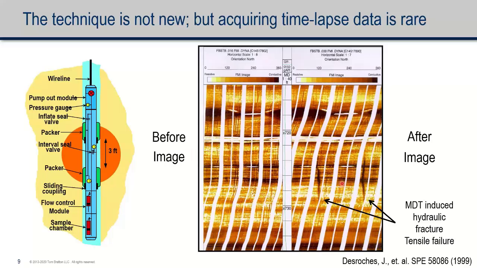And then we'd pull the tool and run the image again. And you can see clearly the creation of the induced hydraulic fracture. And everything looks fairly simple and normal for what you might expect.